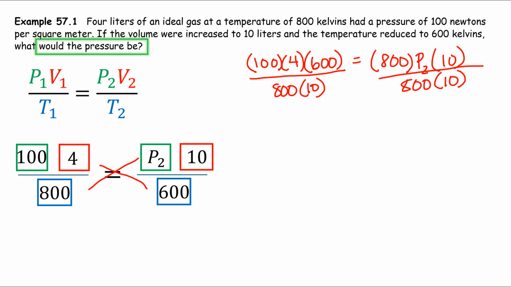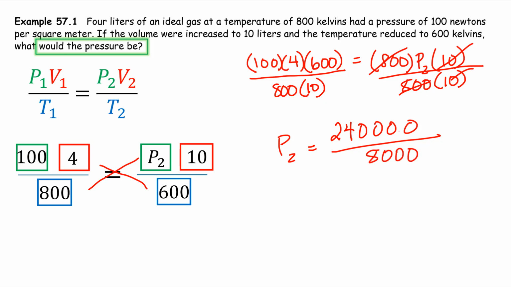And that's going to make all that stuff cancel out. And so P sub 2 is going to be, on top we'll have 400 times 600, which is going to be 24 with 4 zeros. And then on the bottom, we have 800 times 10, which is 8,000. So 3 of the zeros are going to cancel out, and we have 240 over 8, which is 30.